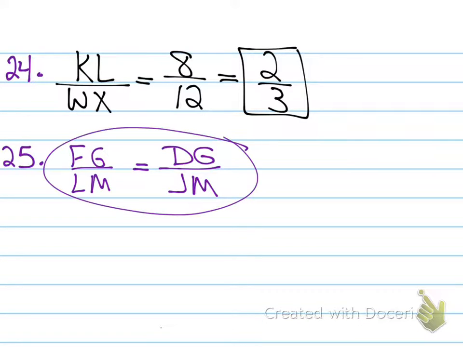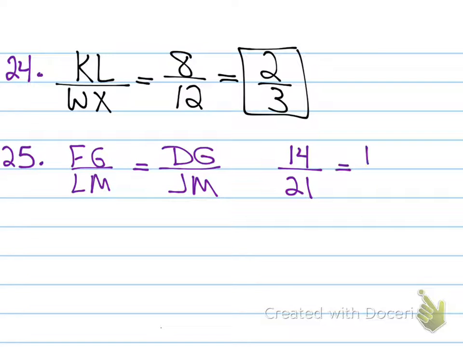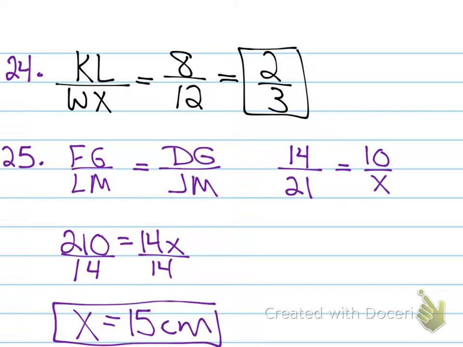Now, this part on your test tomorrow, I'm not necessarily going to take off if you don't have it, but you need to show the substitution. Okay, so 14 over 21 equals 10 over x. Do your cross products, divide, and x equals 15 centimeters. Did you get 15? Yes. Okay. So we're going to go ahead and skip number 26, but like I said, you have 3 of these on your test tomorrow. Can you say JM equals 15? That would be perfectly fine, yes, because you technically did find side JM.